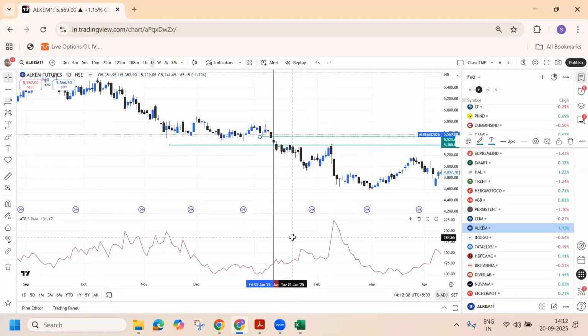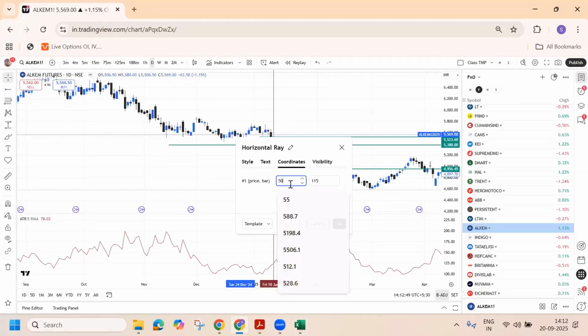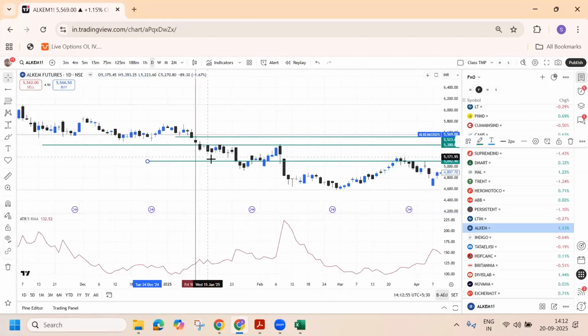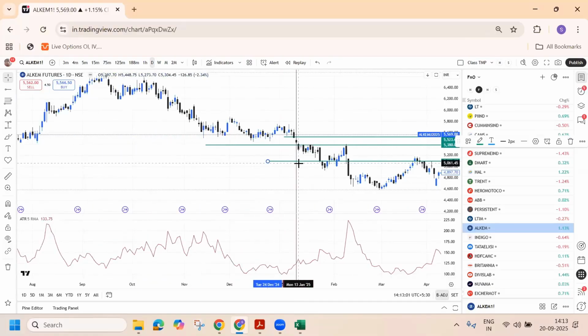5523.6. My target is 5092.9. So this is my stop loss, this is my target, double of that. My stop loss is this, my target is this.